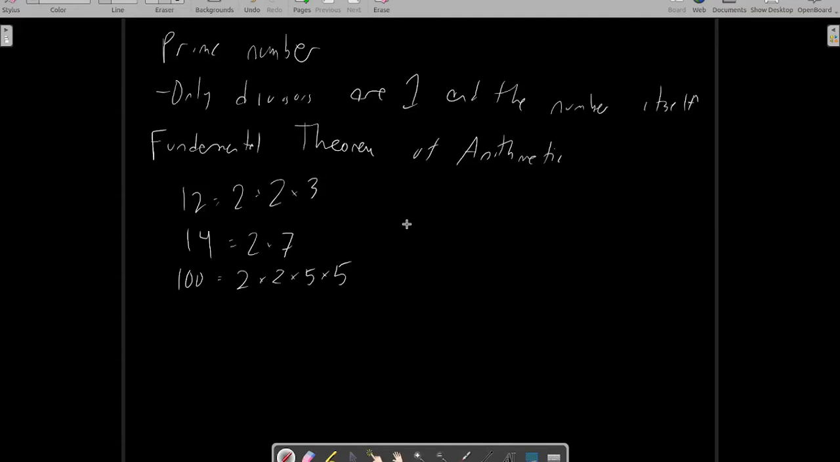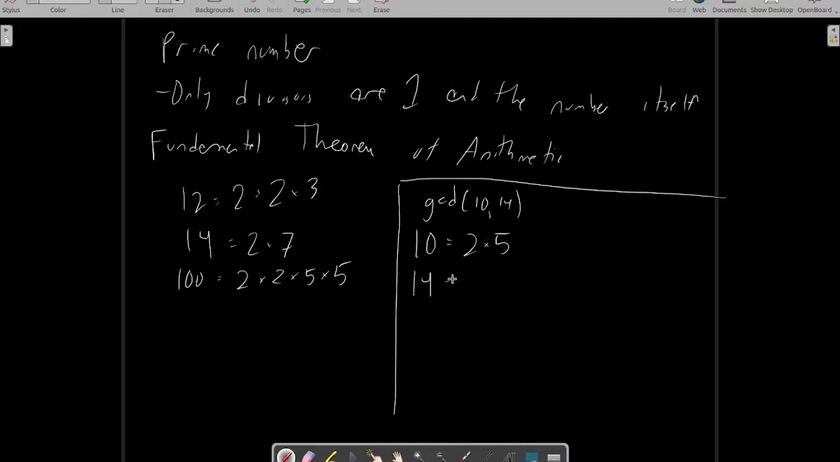Let's go back to our GCD of 10 and 14 example. If we write 10 and 14 as the product of primes, we find that 10 is 2 times 5, and 14 is 2 times 7. We can calculate the GCD of the two numbers by taking the product of all of the common prime factors. 10 and 14 only have one prime factor in common, 2, so the GCD is 2.